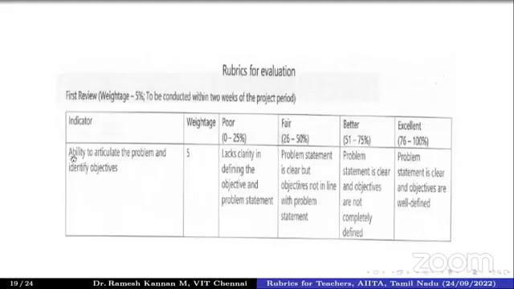You can see this particular example is for a final year project of BTech or MTech, and they say: articulate the problem, identify objectives, and lacks clarity in defining the objective. So this is very important. When students get 10 to 25 percent here, they will get a message that they lack clarity. In the next review they will correct that. And then here it is, problem statement is clear and objectives are well written. So this is just a first review for 5% weightage.